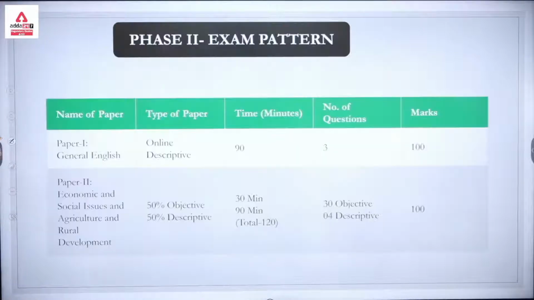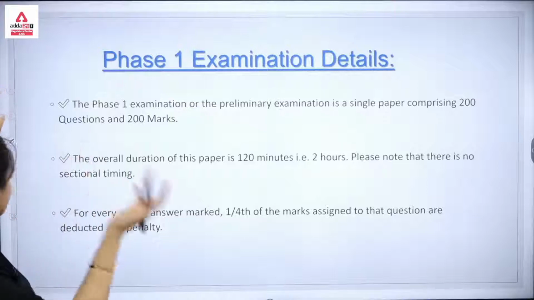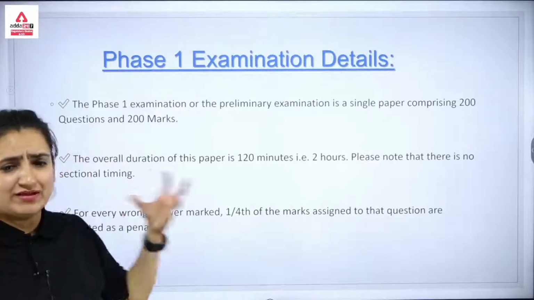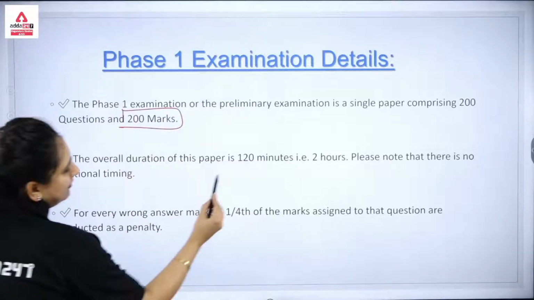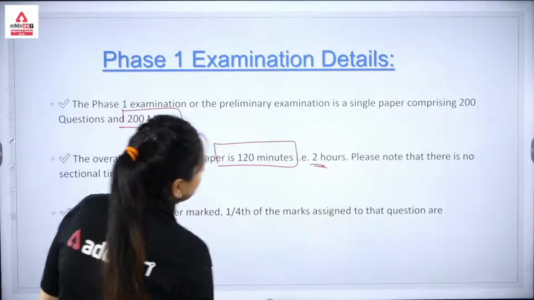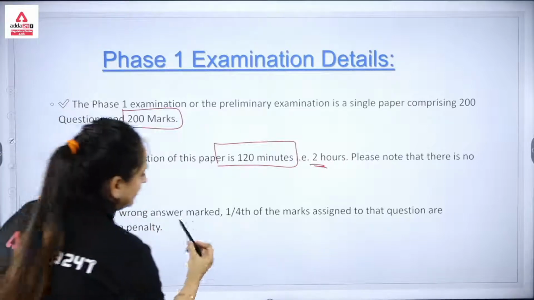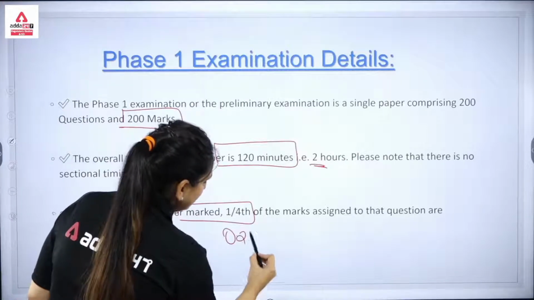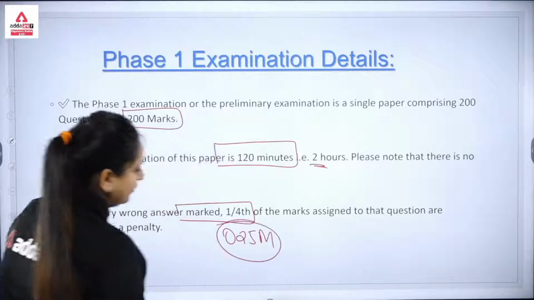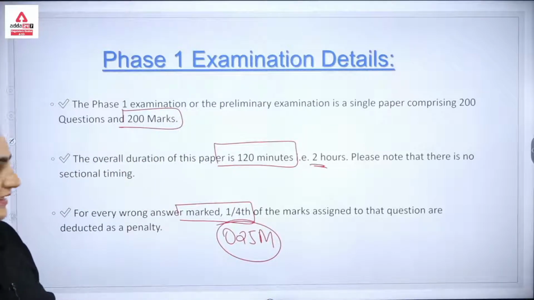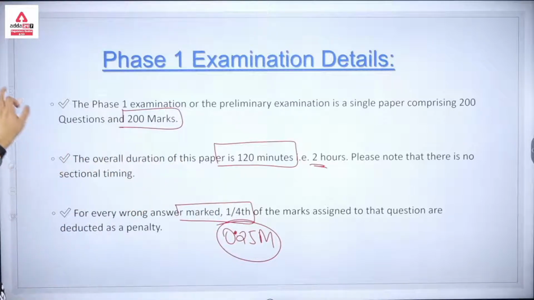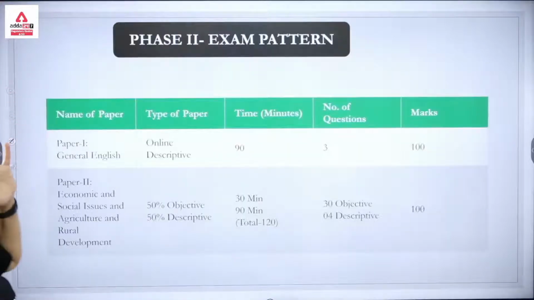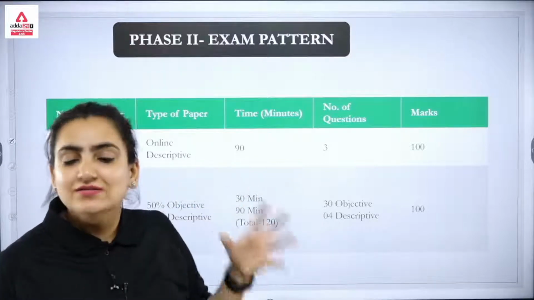So another thing is here. The previous thing, my dear, I have already discussed in detail with all of you. The paper is of 200 marks, there will be 120 minutes, that is 2 hours, and for every wrong answer there will be a deduction of 0.25 marks, that is the 1/4 mark. I have discussed this in detail in the previous session. If in case you were not available in the session, make sure you click and check the video, just replay the video.